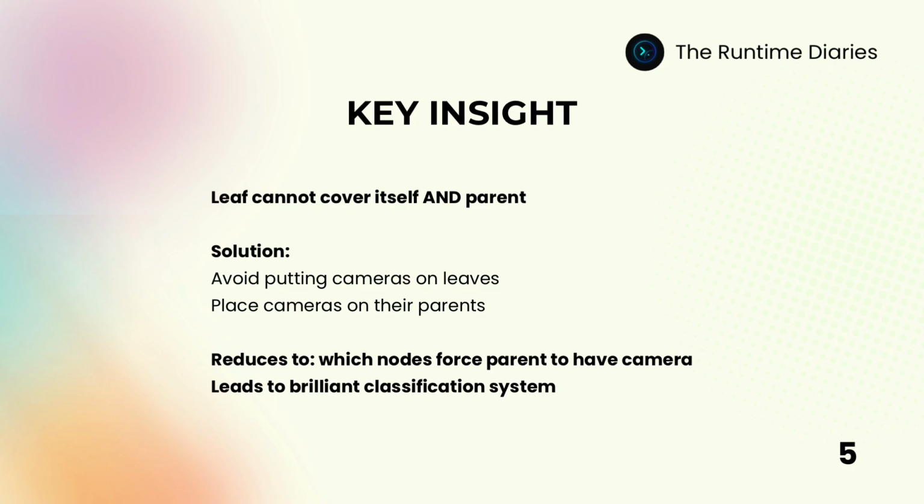Here's the critical observation. A leaf node cannot cover itself and its parent at the same time. So what do we do? We avoid putting cameras on leaves. Instead, we place cameras on their parents. This reduces the entire problem to identifying which nodes force their parent to have a camera. And that leads us to a brilliant classification system with three states.